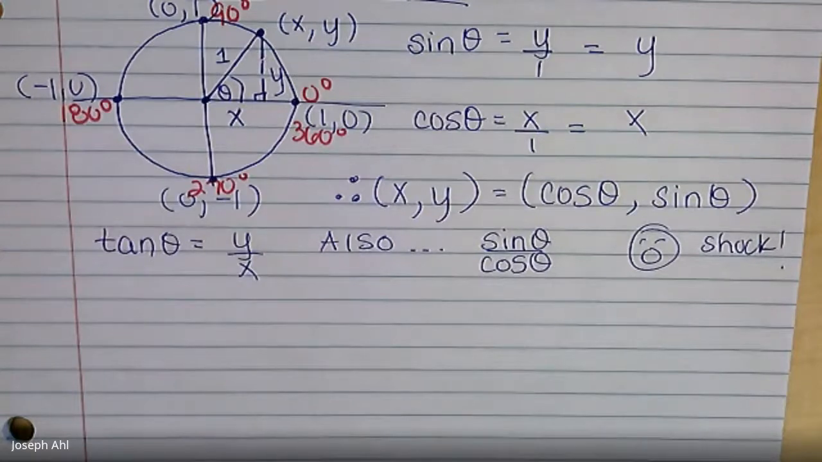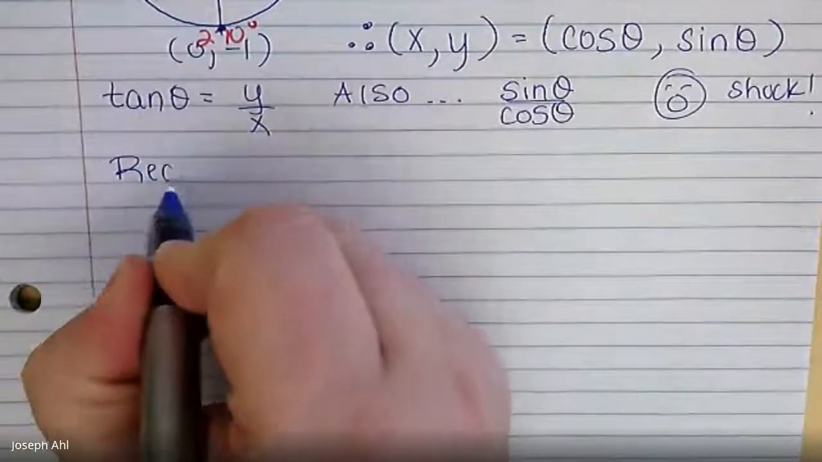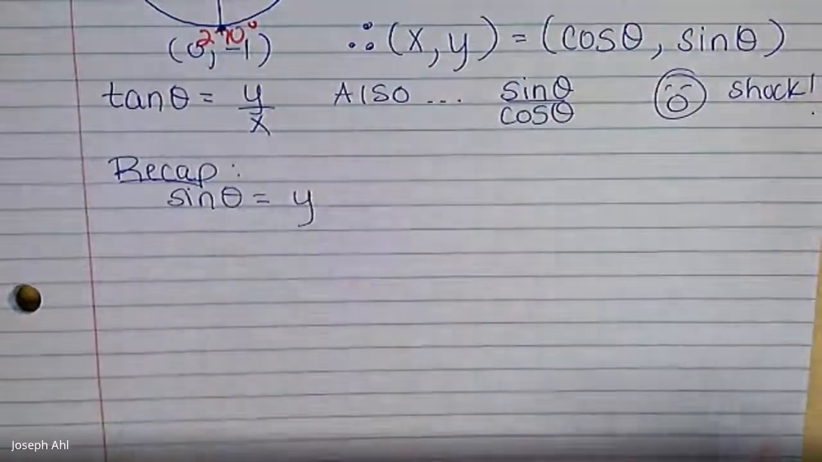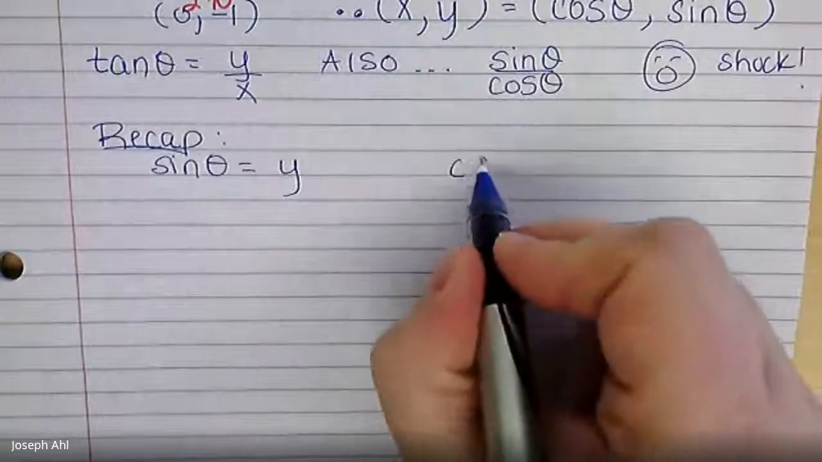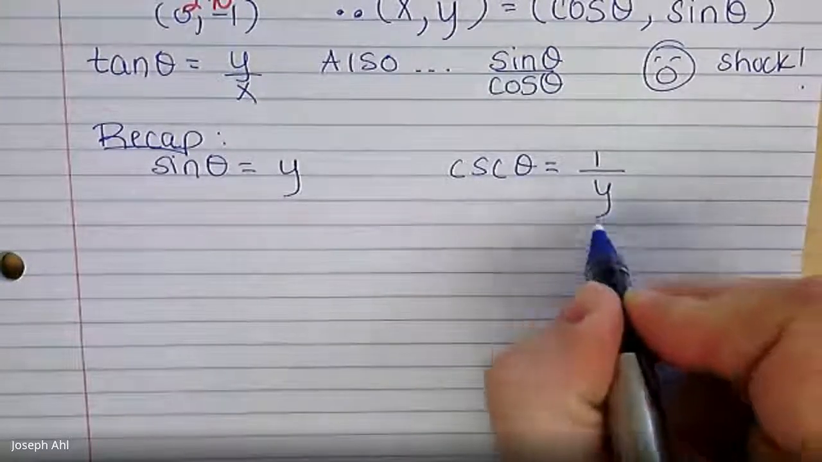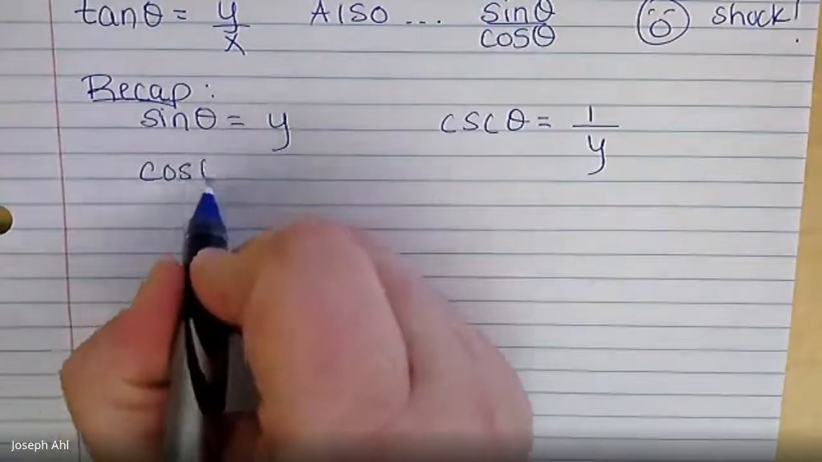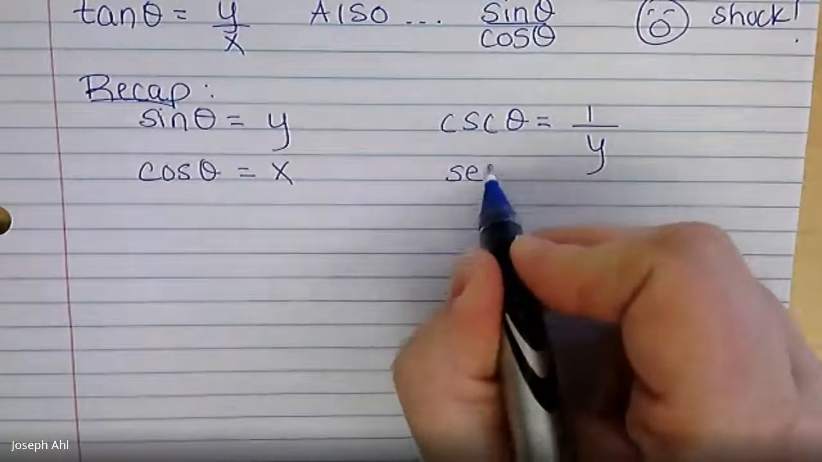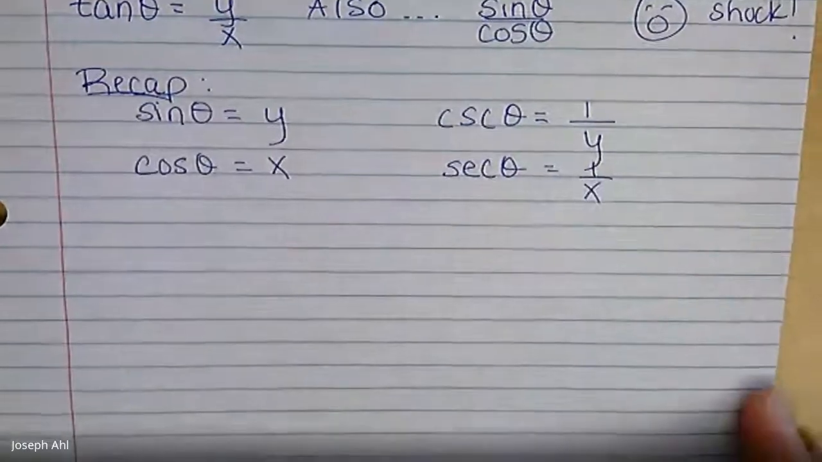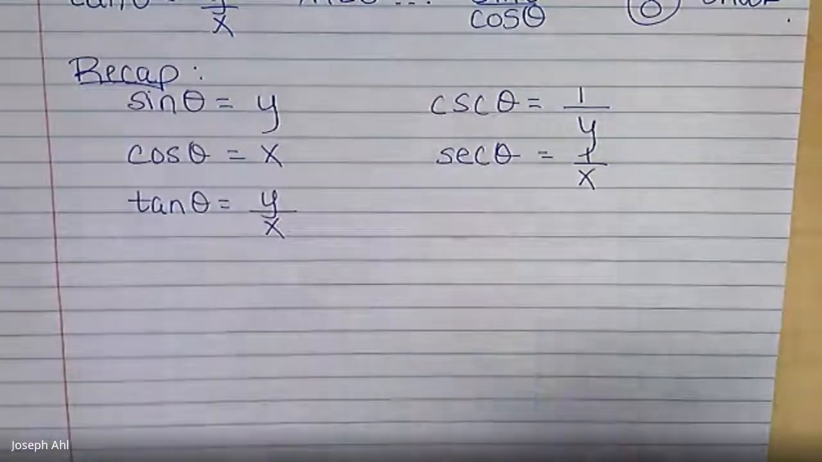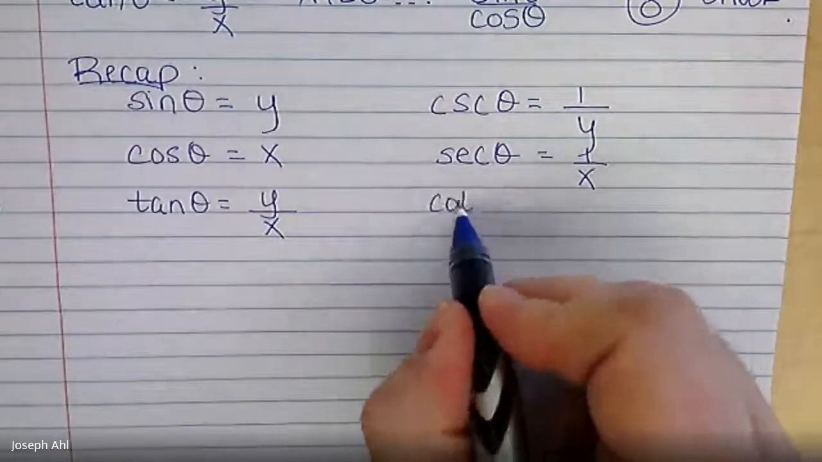Holy cow. All right, let's do a quick recap of what we know now. We know that sine theta is equal to y on the unit circle, which means cosecant theta would be the reciprocal, 1 over y. We know that cosine theta equals x, and therefore secant is 1 over x. And finally, tangent is y divided by x, which means that cotangent would be x divided by y.